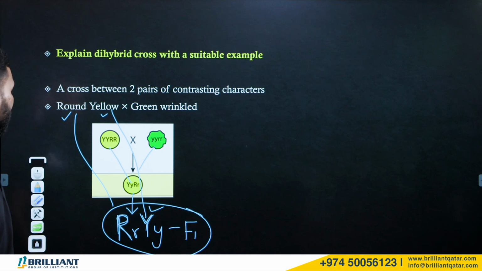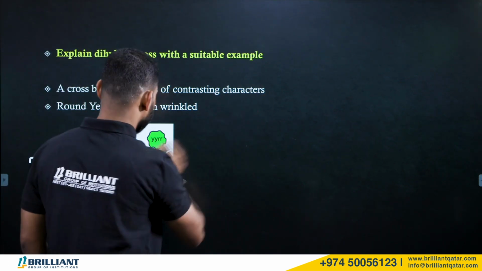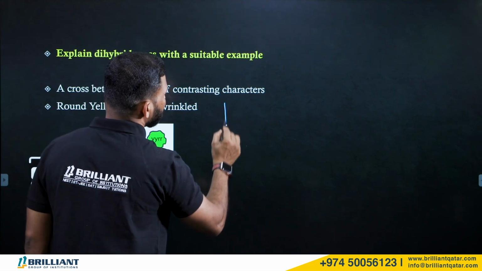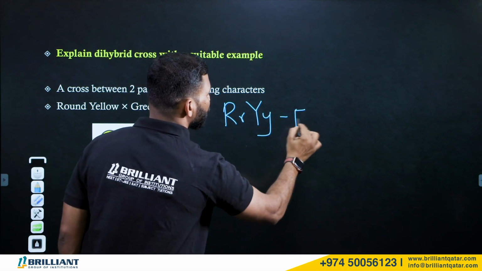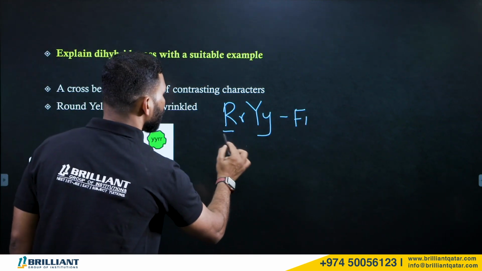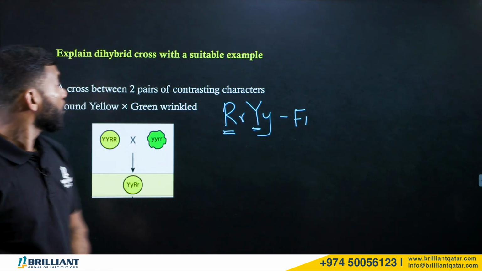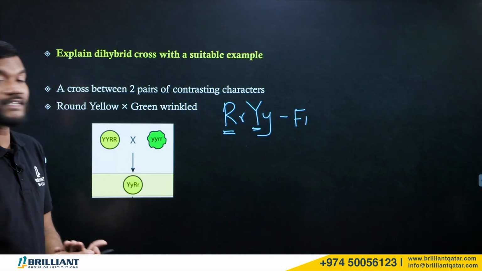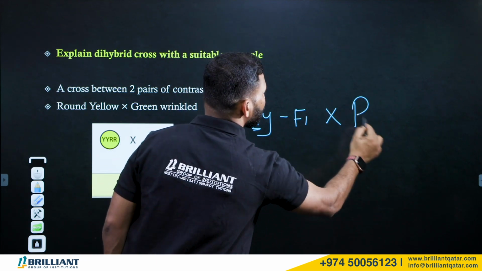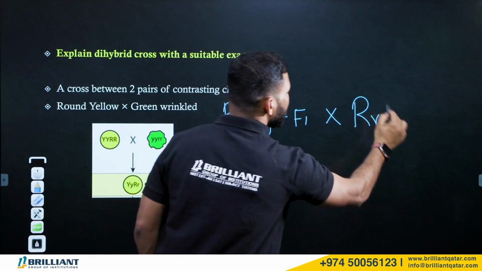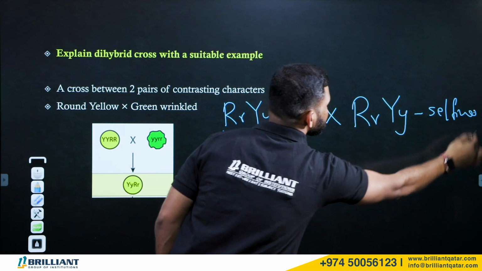So what will be the phenotype of this one? You can say the genotype of our F1 generation will be capital R, small r, capital Y, small y, and this is going to be round yellow. All plants in the F1 will be round yellow. Now, what are we going to do? We need to do the selfing, right? Selfing means our F1 into F1, capital R small r capital Y small y into capital R small r capital Y small y. This is what is called selfing.